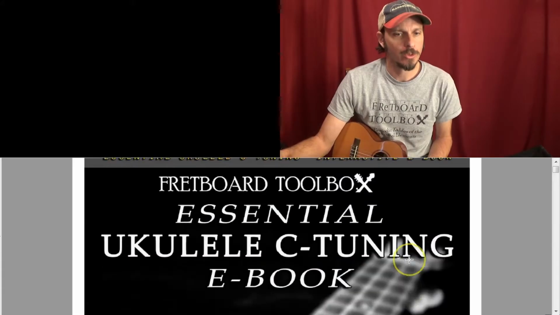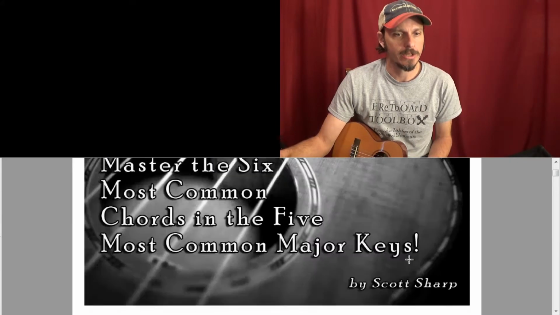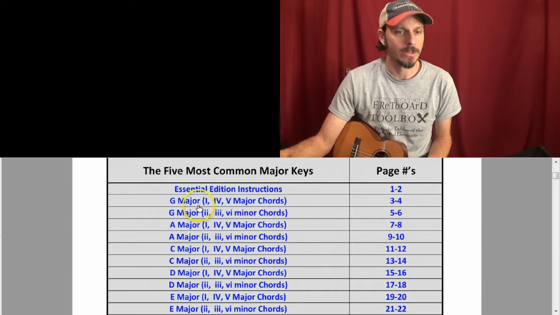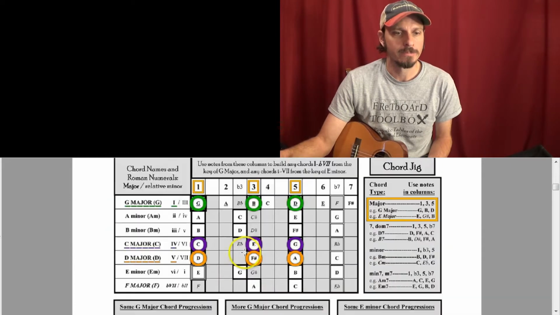Today we're using a Fretboard Toolbox Essential Ukulele C Tuning ebook. And we're going to use the key of G major pages, and I'll show you how to download those for free later. But our 1, 4, 5 chords are going to be G, C, and D. G major is your 1, C major is your 4, D major is your 5. And then the 2, 3, 6 chords are going to be A minor, B minor, and E minor.